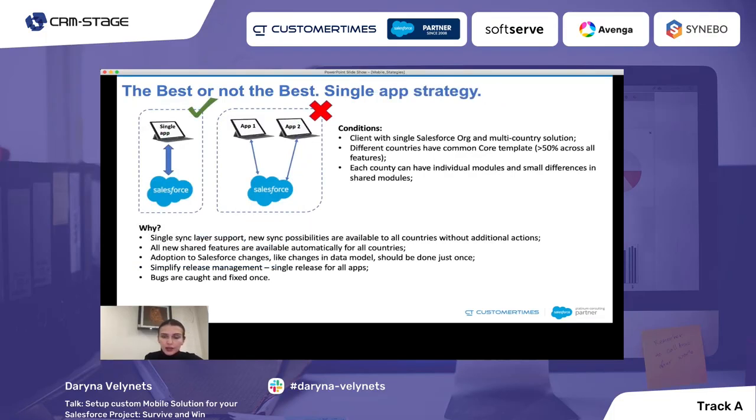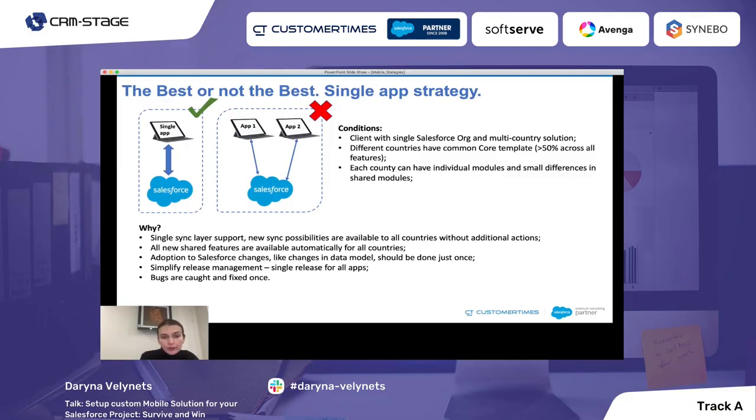The next one is an example where a client with a single Salesforce org has multi-country solutions, and the difference between countries is not so big. They have some core template, and each country has individual models and small differences between shared models. I would recommend you go with a single app.